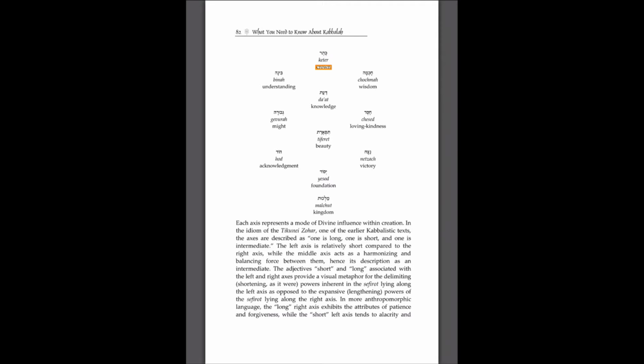Keter, crown; Binah, understanding; Chochmah, wisdom; Daat, knowledge; Gevurah, might; Chesed, loving kindness; Tiferet, beauty; Hod, acknowledgement; Netzach, victory; Yesod, foundation; Malchut, kingdom. Each axis represents a mode of divine influence within creation.